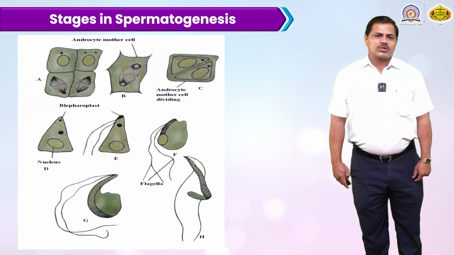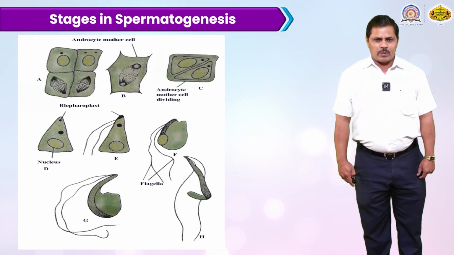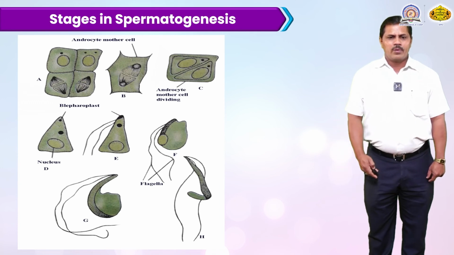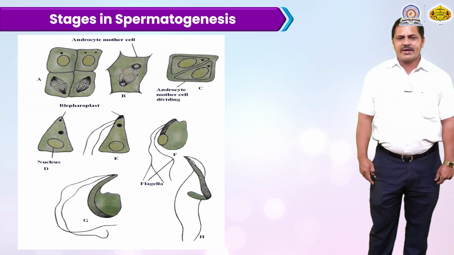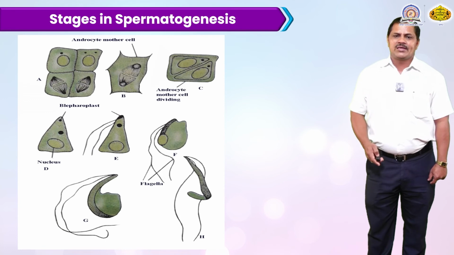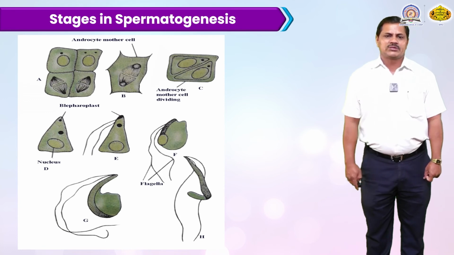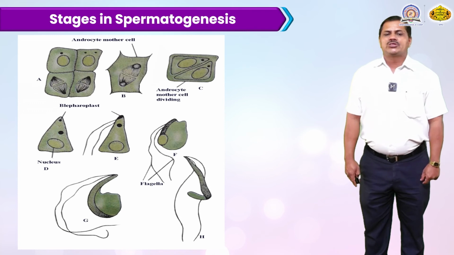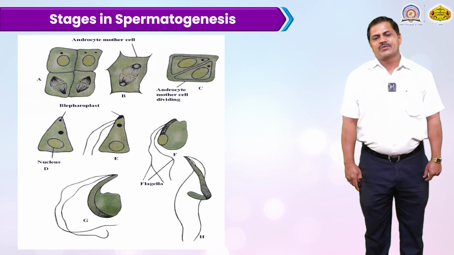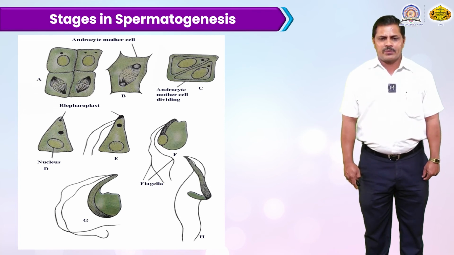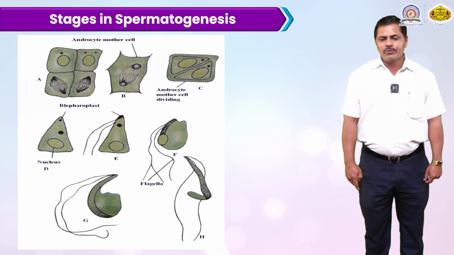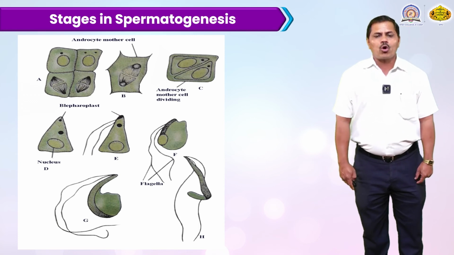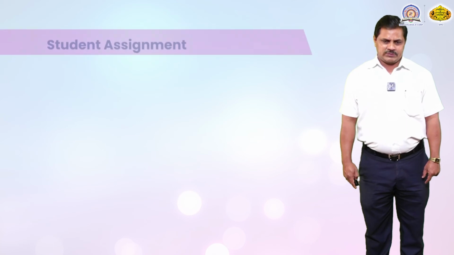Then the androcyte mother cell goes through the stages of spermatogenesis. First there is a blepharoblast, which divides and redivides. A spindle-like structure forms. Then the androcyte mother cell divides, and a nucleus structure forms, along with two flagella. These flagella are useful for locomotion from one place to another.